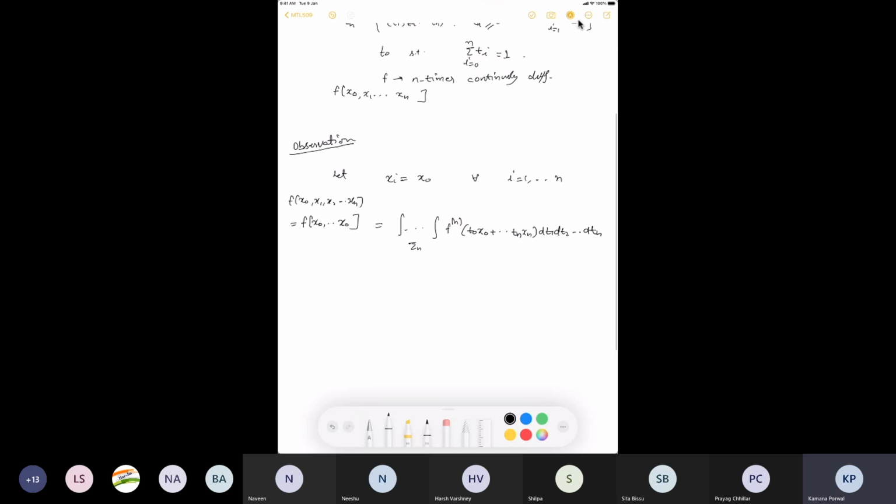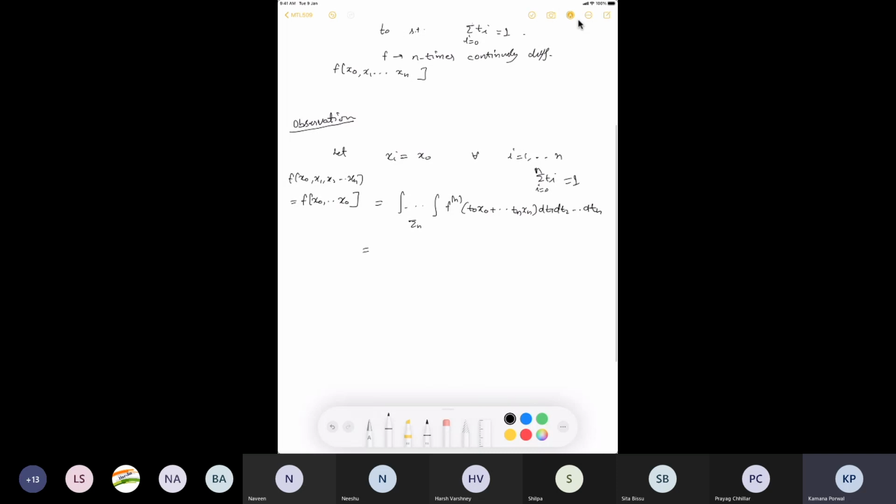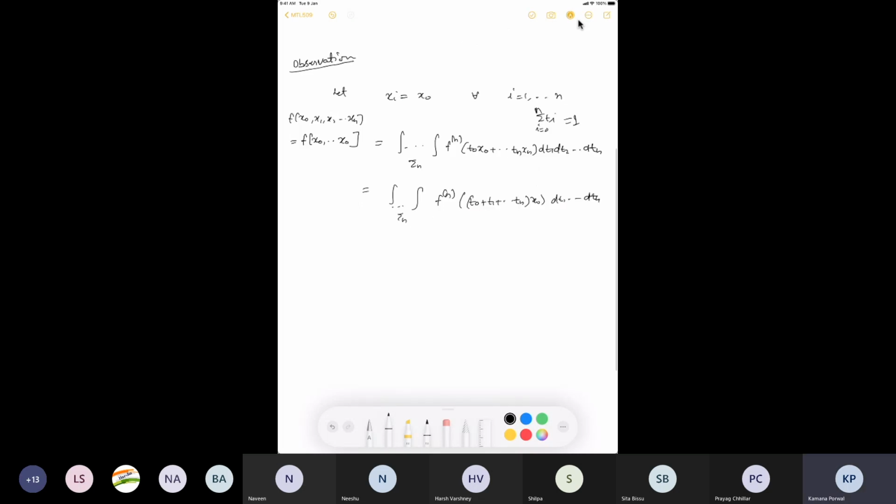Okay, and we know that the summation of all the ti's, i ranging from 0 to n, is equal to 1. So if we simplify this, we have that all my xi's coincide, right? So this is going to be t naught plus t1 up to tn times x naught, dt1 up to dtn.